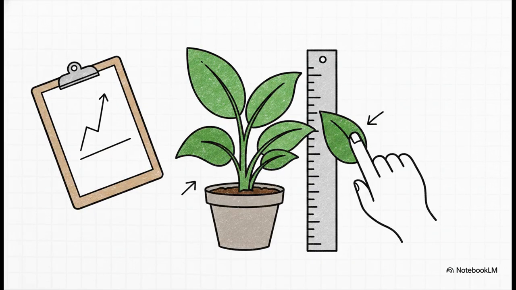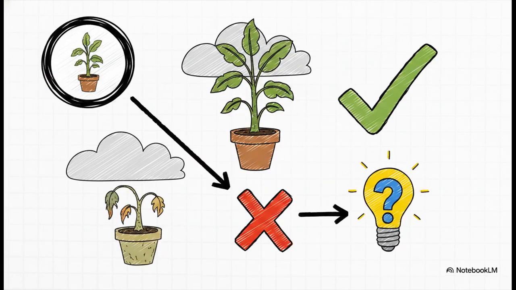Next up is the moment of truth. Step 3. Data collection and analysis. You don't just look at the plants and guess. You measure specific, objective metrics. Over a set period, you might measure the physical height with a ruler or precisely count the exact number of leaves in both groups. You gather the hard numbers so you can directly compare the real results between the sun and the shade.